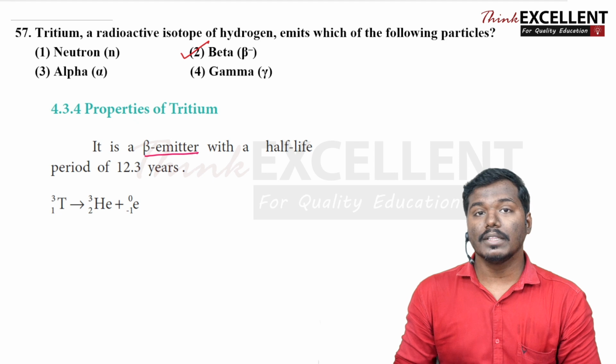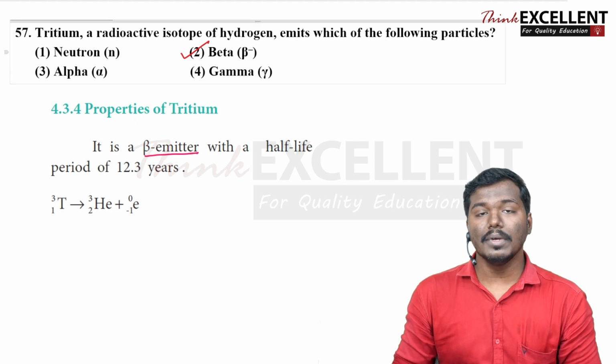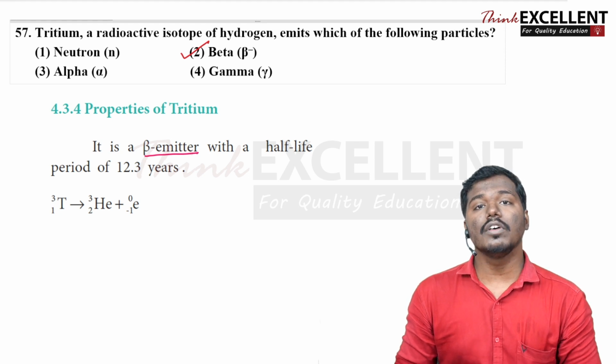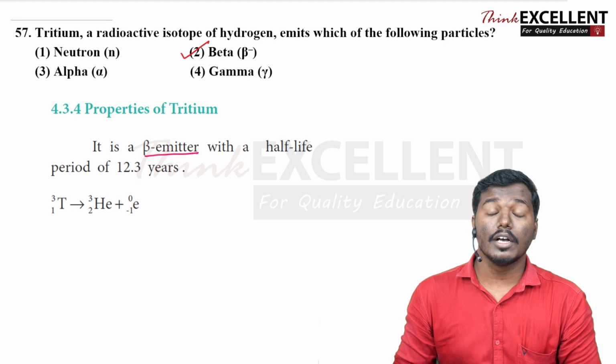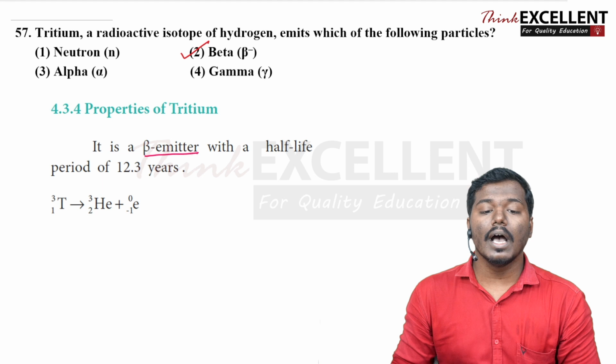Okay, so you take question number 57, we can see that it is asked from the hydrogen lesson. In hydrogen there are isotopes of hydrogen, among them tritium. They have asked: tritium, a radioactive isotope of hydrogen, emits which of the following particles? We have studied the properties of tritium. So it is emitting the beta particle.